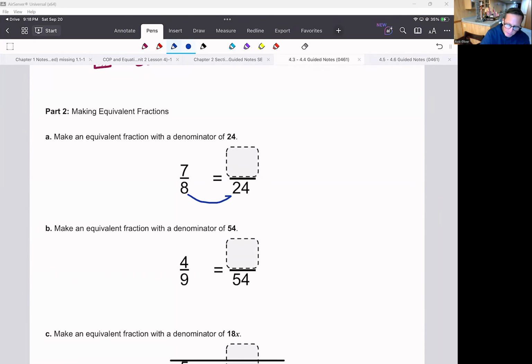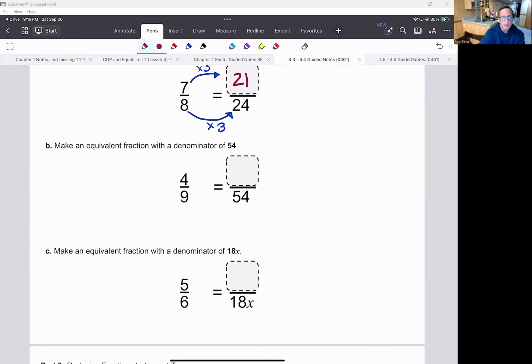So if we change it to 24, we just look at, okay, what are we multiplying 8 by? Well, 8 times 3 is 24. You're going to multiply the numerator by the same factor. So 7 times 3 is 21. Okay? All right, that's that one.